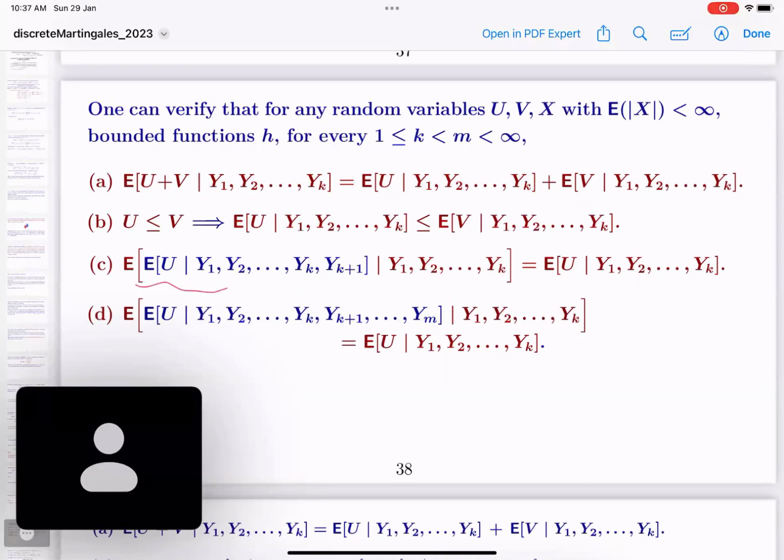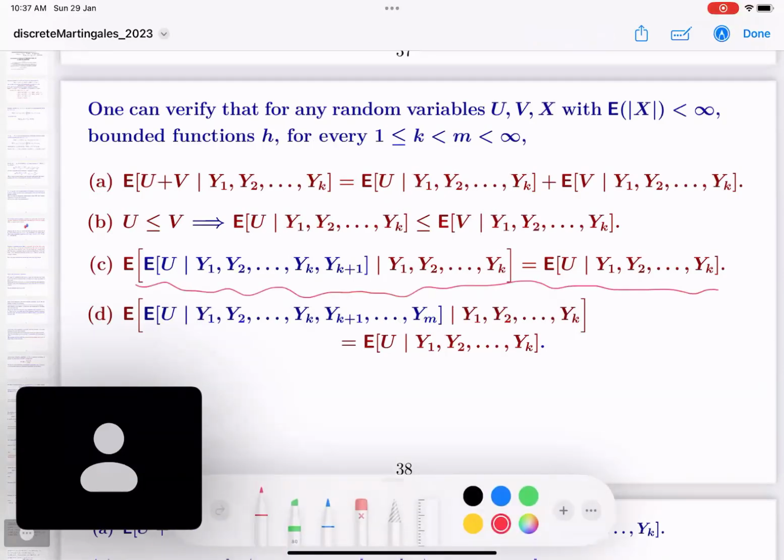Here is an interesting observation. If you are interested in the conditional expectation of u given y1, y2, yk, we can first condition with respect to y1, y2, yk plus 1, and then take another expectation given y1, y2, yk. The best way to think about it is, if you have a point in a three-dimensional space and you want its projection onto the x-axis, first we can take its projection onto the plane containing the x and y axes together, and then take a further projection onto the x-axis. You will get the same answer.